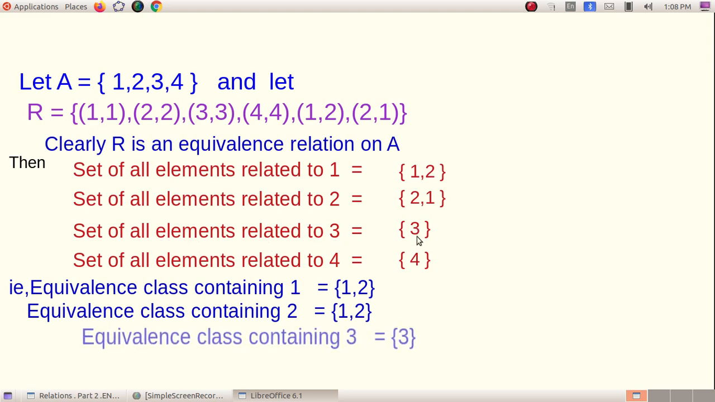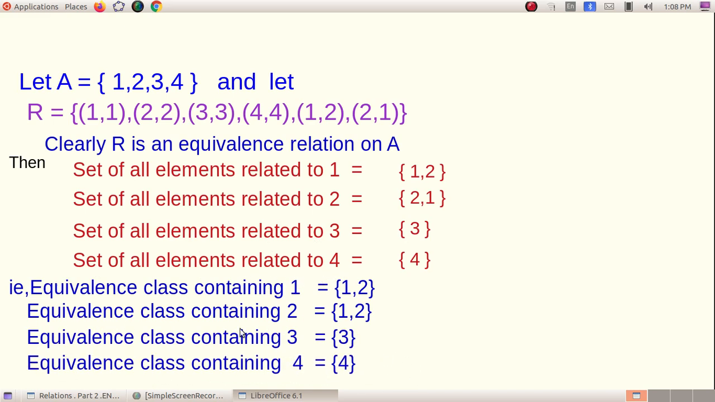That is equal to set 3. Set of all elements related to 4, equivalence class containing 4, that is equal to set 4. Okay. It is often difficult to write "equivalence class containing 1" always. In mathematics, we try to shorten every term. For example, the sum of 3 and 4 is equal to 7. We just say 3 plus 4 equals 7.